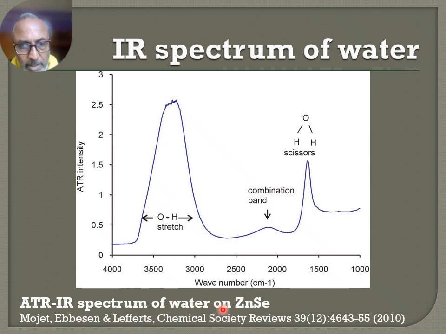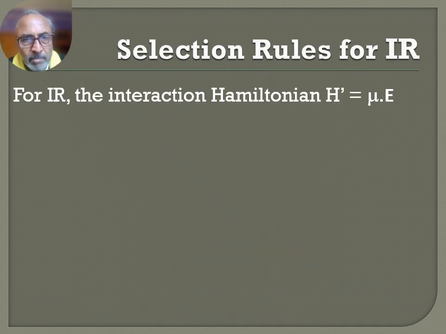We can identify these same transitions in the infrared spectrum of water on zinc selenide. This is the bending or the scissoring mode, and here are the two stretches, the symmetric and asymmetric stretches, and this is a combination band. How do we know all these transitions are symmetry allowed? Well, for that we shall use group theory and quantum mechanics.